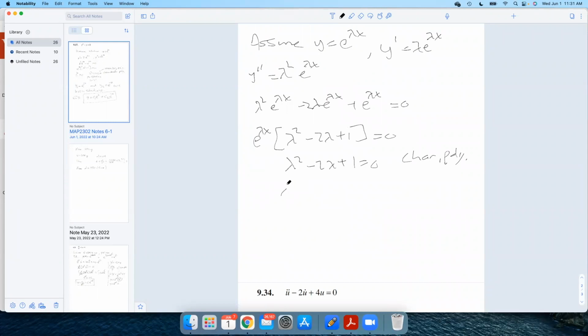Okay, that factors, that's lambda minus 1 squared. That has a repeated root. I just get lambda equals 1 twice. I want to make sure that doesn't look like a negative. These are both lambda equals positive 1.